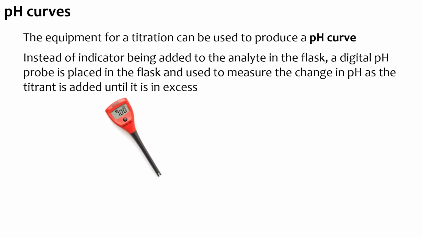Now this is a picture of a very basic pH probe, and we literally just stick that in the conical flask at the same time as we're adding solution. Now this is a required practical for year 2, so it's important to understand how to do this, but obviously difficult to imagine what you're doing unless you actually do it in a practical situation.